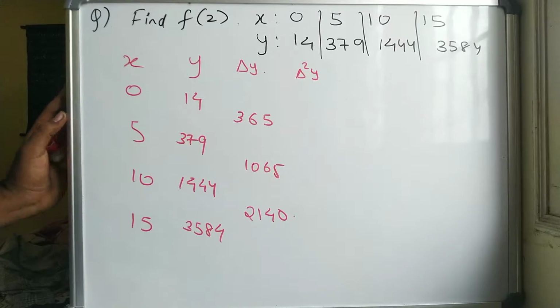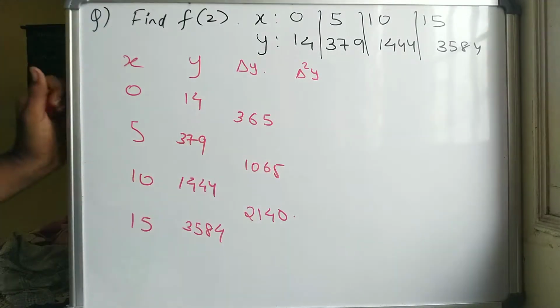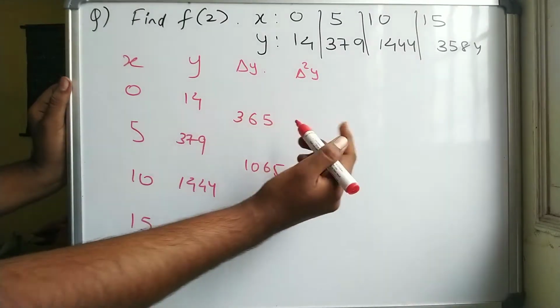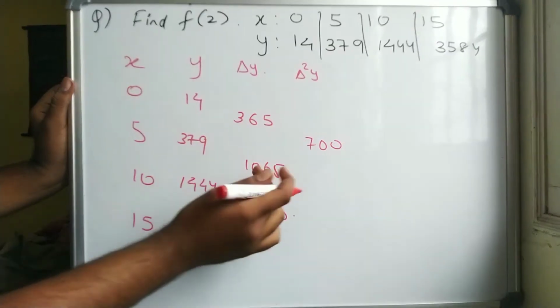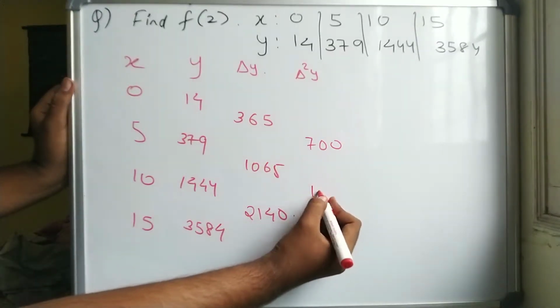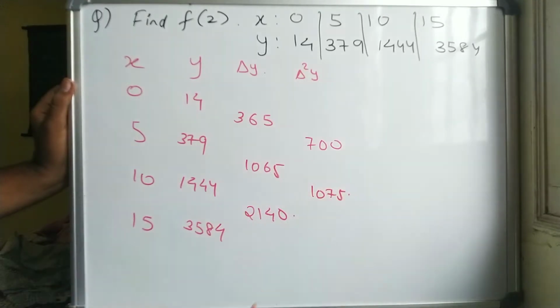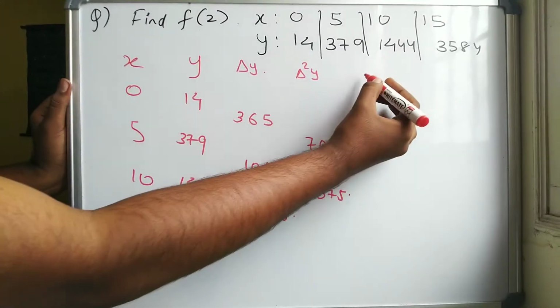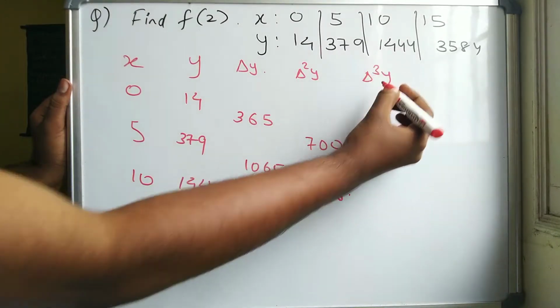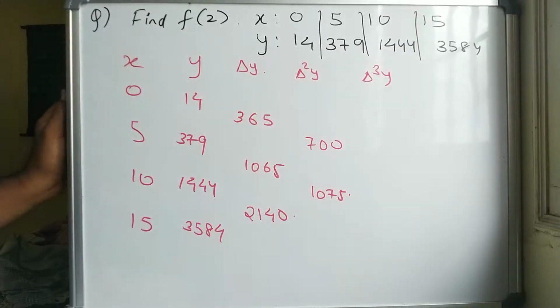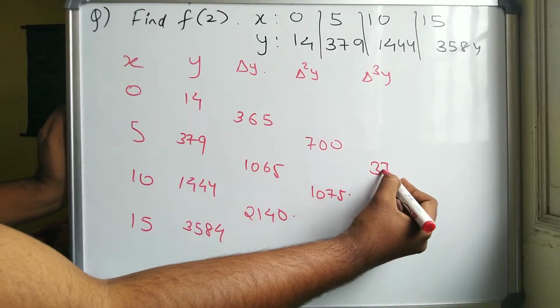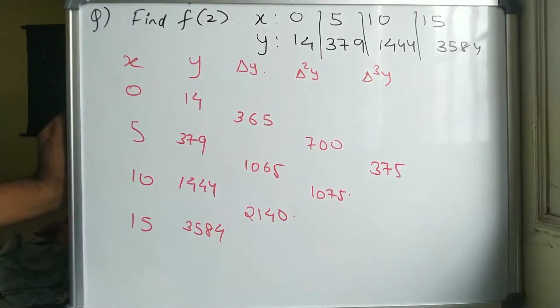Now you have to form the next column, that is delta square y. Delta square y is this minus this, so 700. This minus this gives 1075. Now the last one, that is delta cube y. 1075 minus 700 gives you 375. So this is the last.